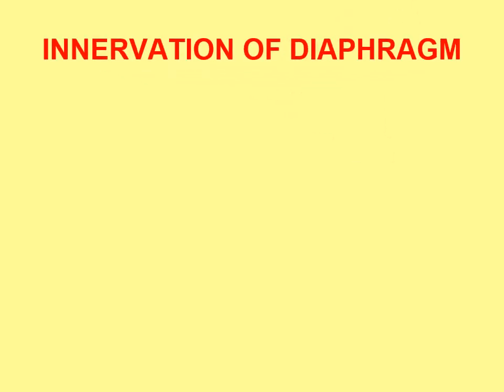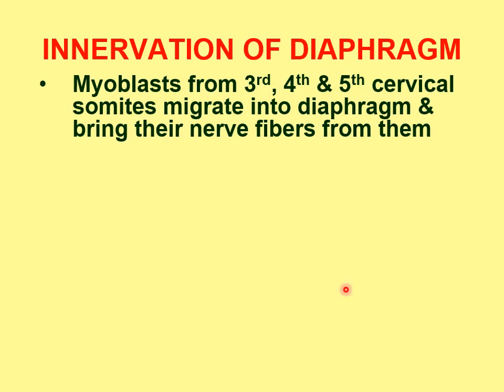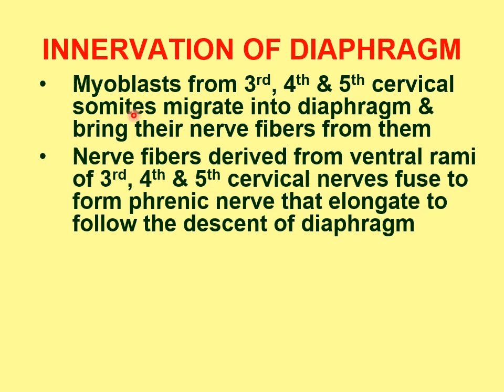So after the development, the very important question regards the innervation of the diaphragm. As you have seen, the septum transversum was migrating from the area of the third, fourth and fifth cervical somite, as well as the myoblast cells and the muscular ingrowth which are going to pass into and migrate into the diaphragm. This is again from the third, fourth and fifth cervical somite region.